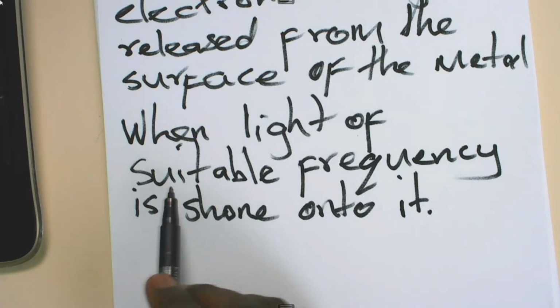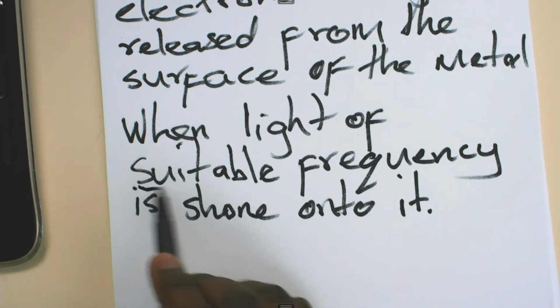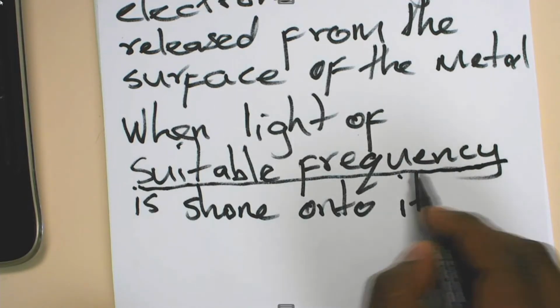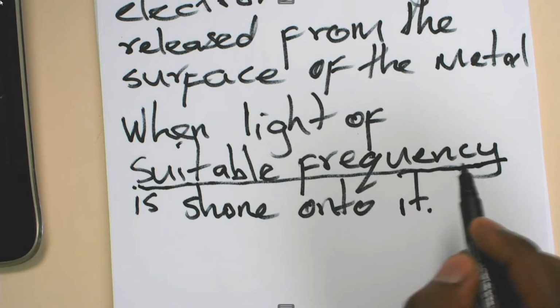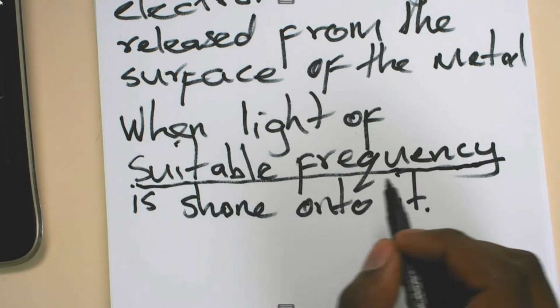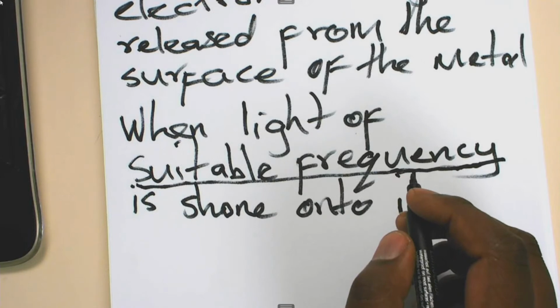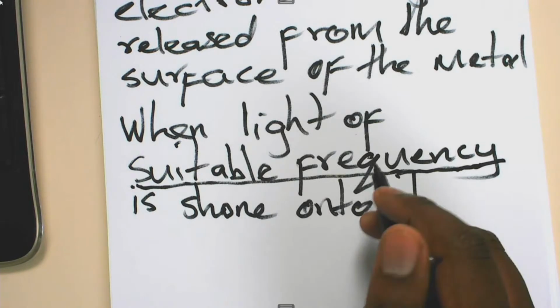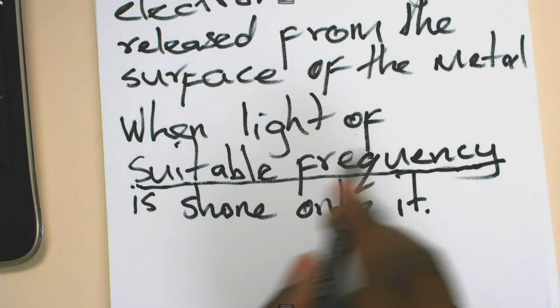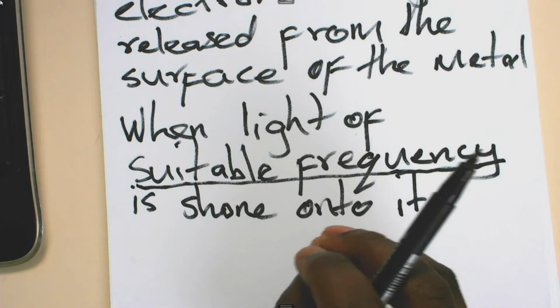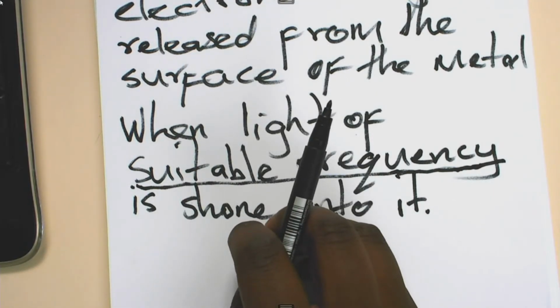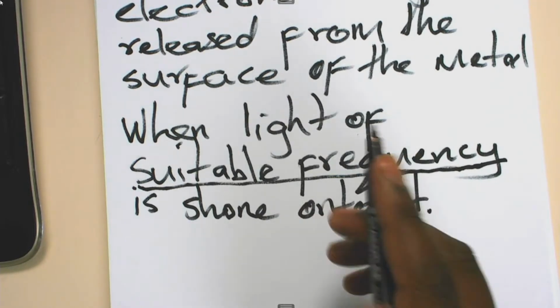It is very important that we understand what we mean by suitable frequency. We should emphasize it, because it tells us that it is not every light that will be able to release or eject electrons from the surface of the metal. It means that some light can eject electrons from the metal surface, and there are those that will not be able to.